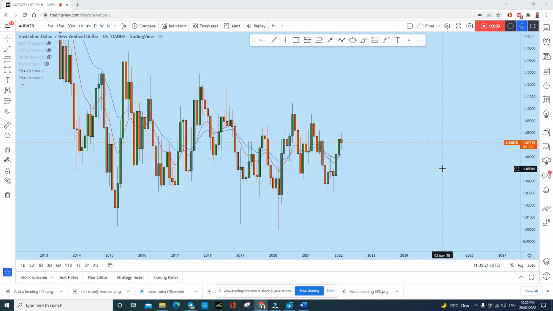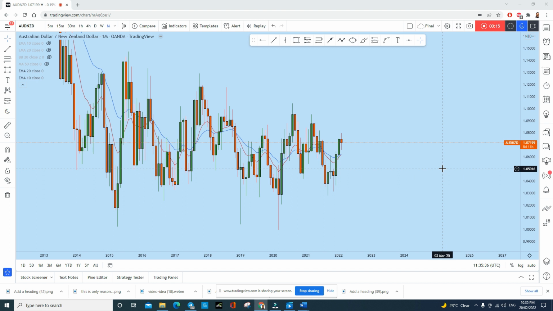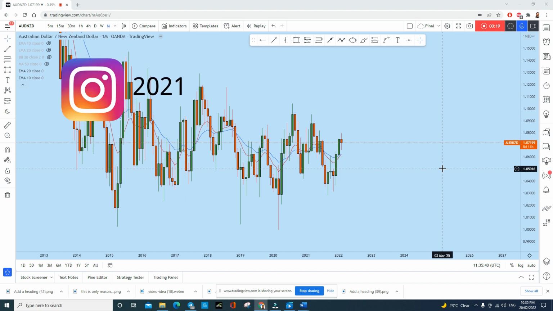What's up, traders? Let's do a complete multi-time frame analysis of AUDNZD. Make sure you stick till the end. I'll be showing step by step how we can trade this instrument in the new trading week. With that said, let's start first of all with the higher time frame, on the monthly.